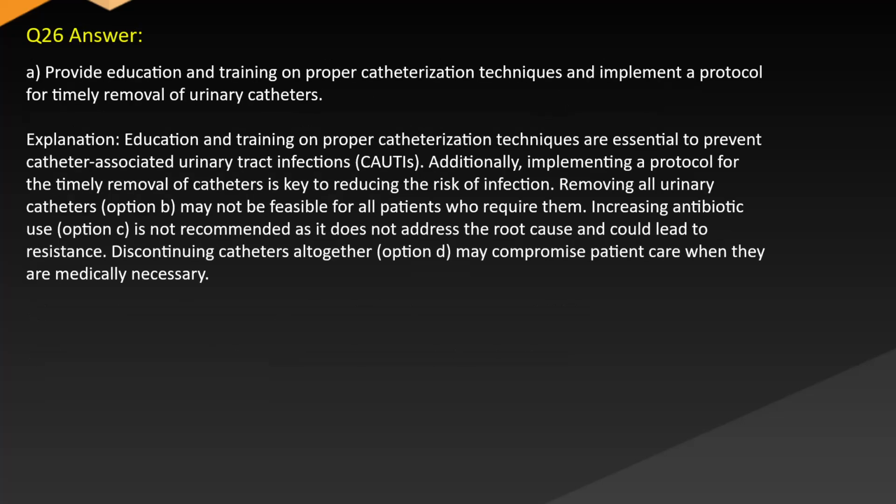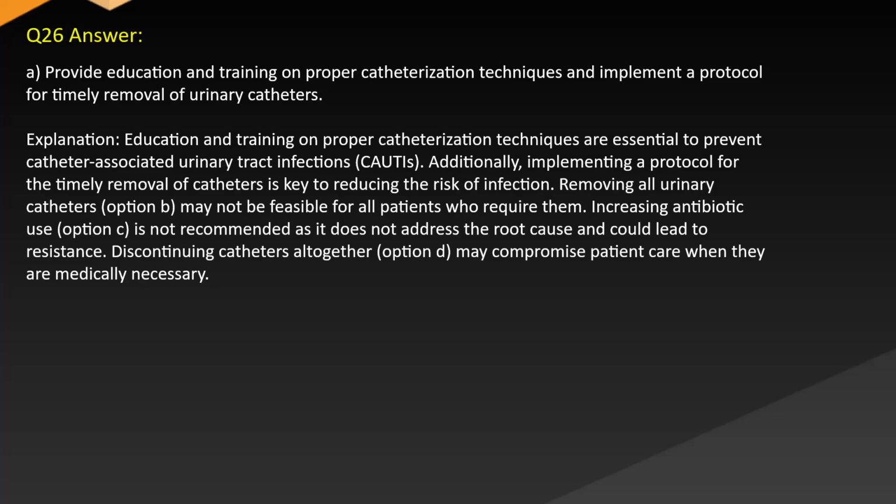Answer: B. Provide education and training on proper catheterization techniques and implement a protocol for timely removal of urinary catheters. Explanation: education and training on proper catheterization techniques are essential to prevent catheter-associated urinary tract infections, CAUTIs. Additionally, implementing a protocol for the timely removal of catheters is key to reducing the risk of infection.